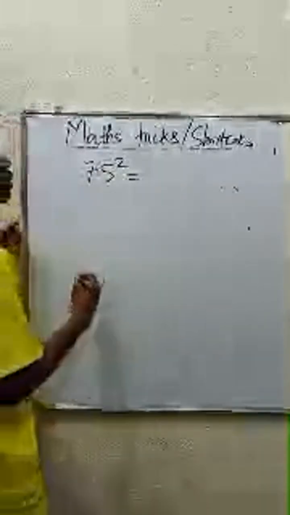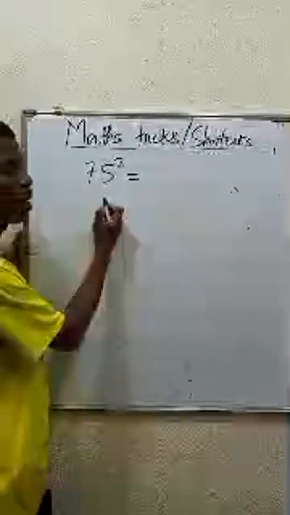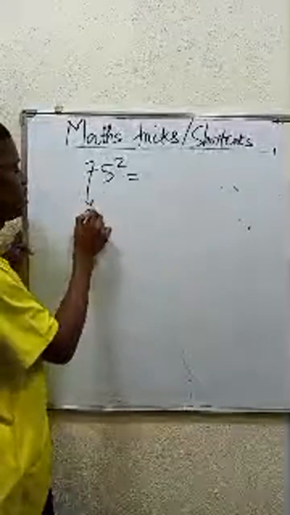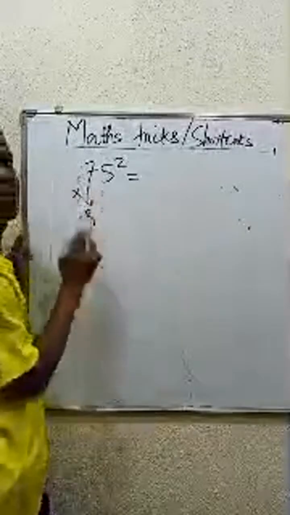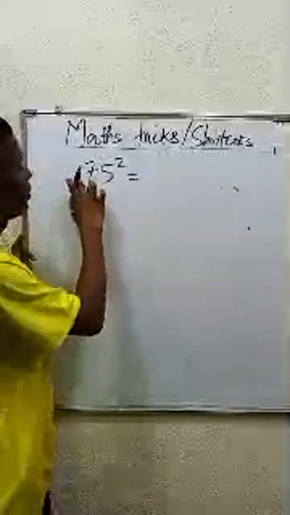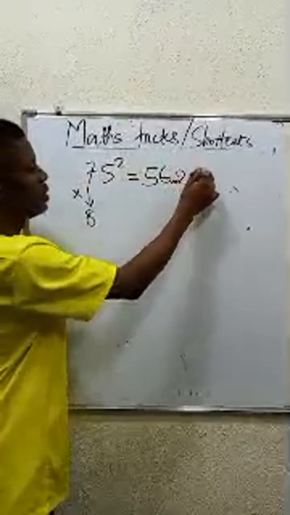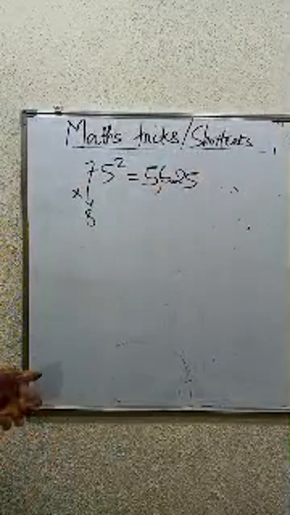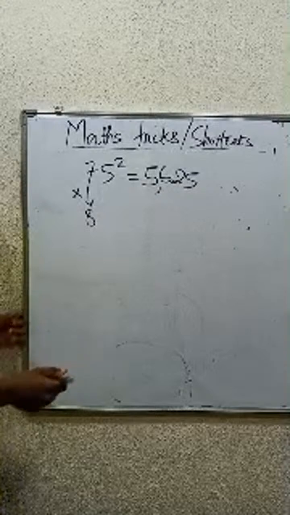Okay, so what do you have to note? Let's look at 75 squared. The next number after 7 is 8. So let's multiply the two. 8 times 7 is 56, right? Then 5 squared is 25. So this is 5,625. Make sure you are using the method, especially in your objective test.